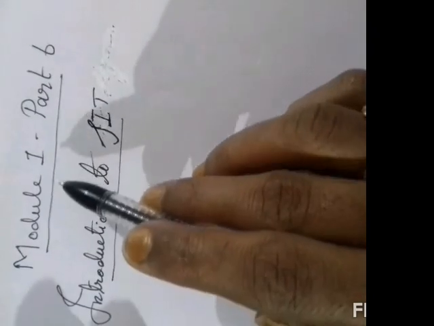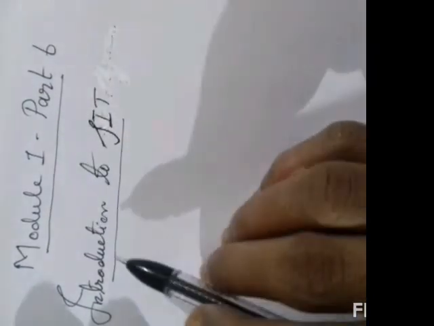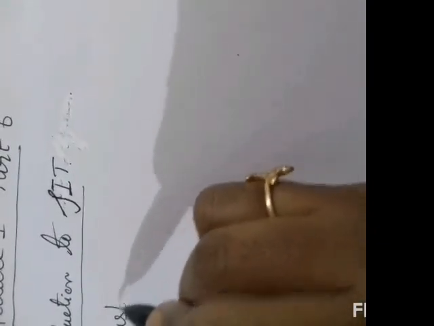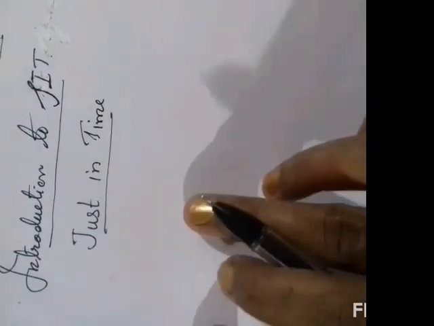So today we are going to see module 1 part 6. So, introduction to JIT. JIT is nothing but just in time. Companies employ JIT to increase efficiency and decrease waste by receiving goods only as they are needed in the production process, thereby reducing inventory cost.